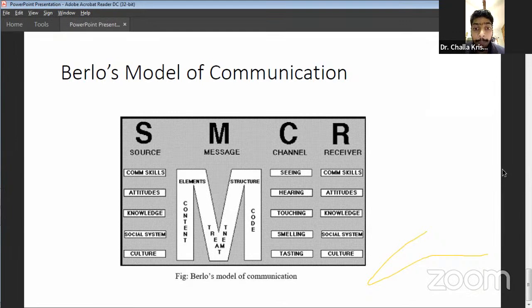And then code, what type of code you have used, whether it's a verbal message or a non-verbal code, a non-verbal message. Finally, elements: what are the different elements that you have added? Bodily elements, eye contact, smile, your gestures, how you send the message, and the actual message, what type of jargons you have used. All these aspects come under elements of the message.